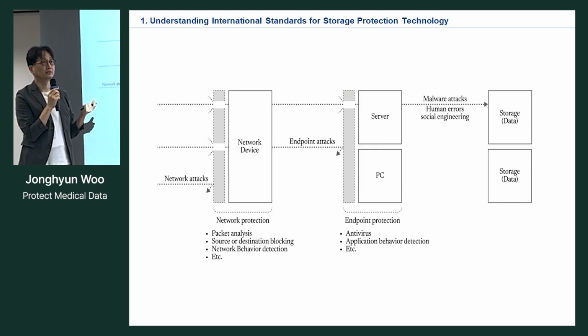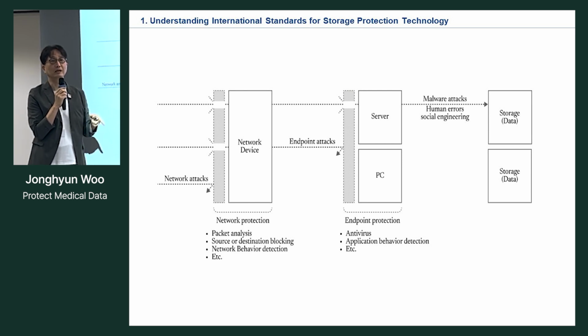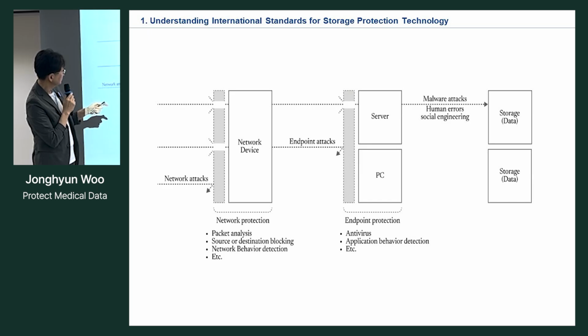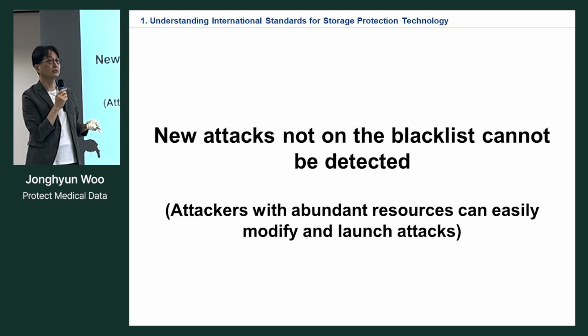developers. So because of that, they can easily change their shape, change their binaries, change their hash code. So at any time they can go around those kinds of hurdles. So if the attackers have abundant resources, they can easily modify and launch the attack on our system.